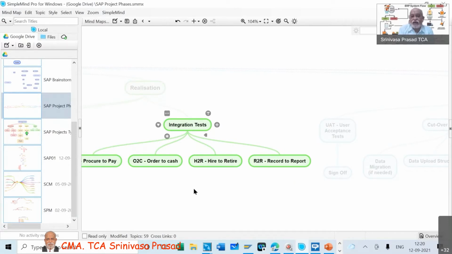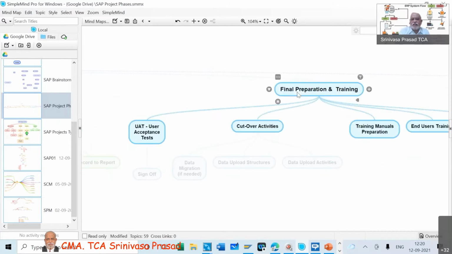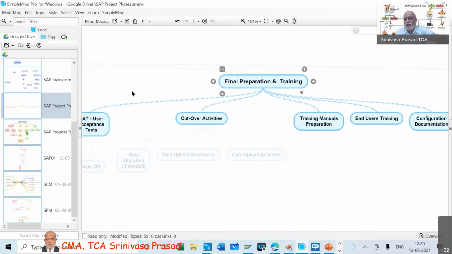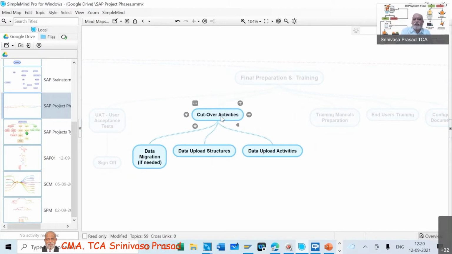So if we are there at the implementation stage, we will have to find out, because after implementation, the blueprint will be the document which I, as an auditor, am supposed to go through and then find out. And this is the final preparation, where I have a user acceptance test, cutover activities, and training manuals, end user training on all those things. And cutover, please remember, for the first time, if somebody has gone to ERP from the homegrown system or from the brownfield, what I was telling, there will be a data migration.